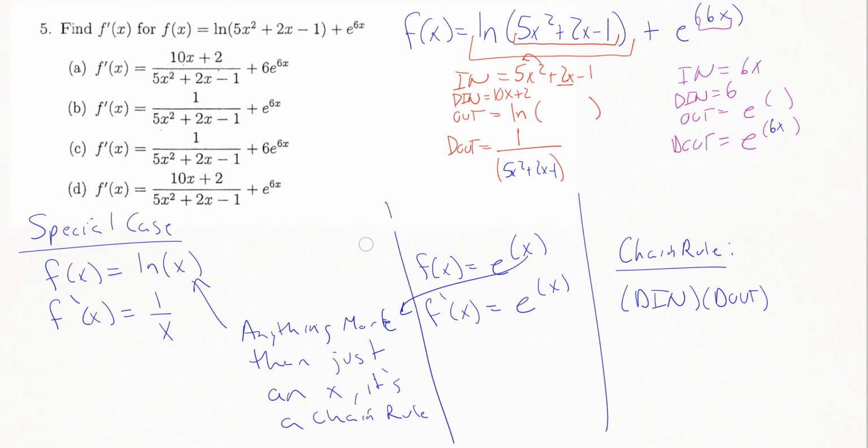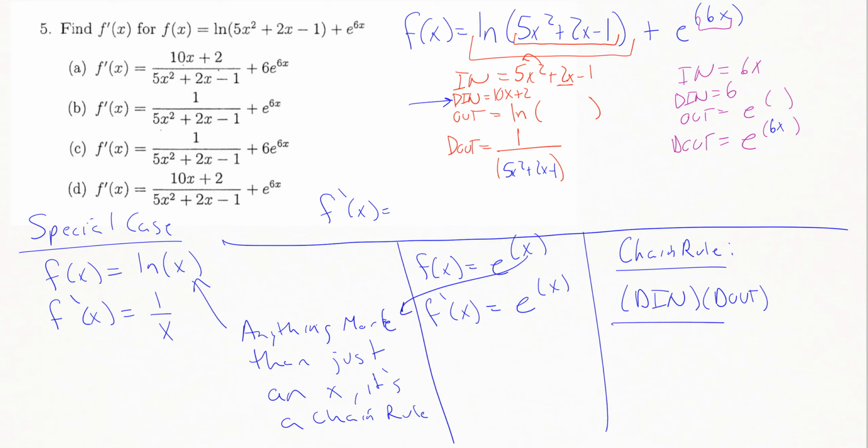So now if we want to go ahead and put all of this together to get ourselves our final answer here, pulling together all of our pieces to grab our f prime of x, well, we're doing first a chain rule on this natural log. So again, the chain rule says go grab d in. So the d in here would be 10x plus 2. The d out would be 1 over, and then all the stuff that was on the inside there. So that's the derivative of the first piece. And then plus, we'll do a d in, d out on the e, because it also was a chain rule. So d in is 6, and then the d out would be e to the 6x.